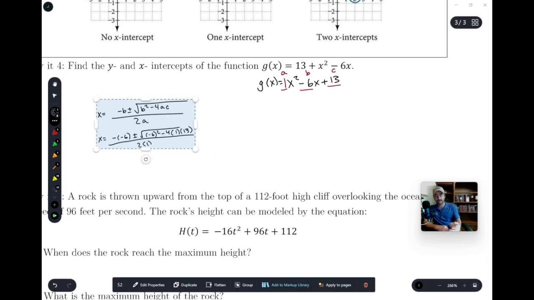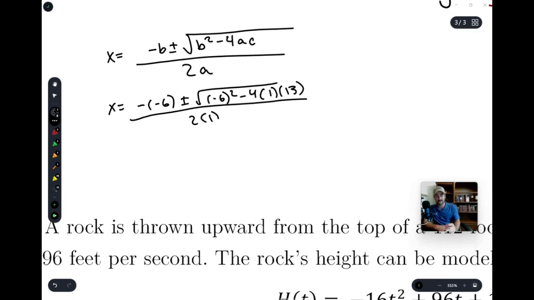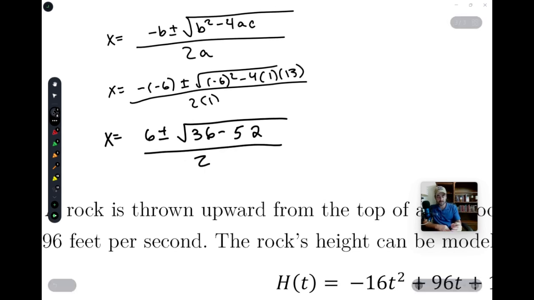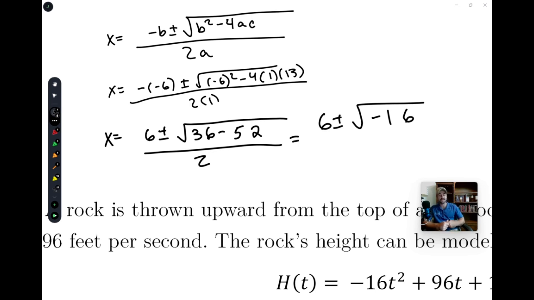And now we'll do a little bit of multiplication and addition, reduce this a little bit, and we'll go x is equal to positive 6 plus or minus the square root of 36 minus 4 times 13. 3 times 4 is 12, ends in a 2, has a 4, carry the 1, 52. Let's check. Don't trust yourself. I'm bad at math. 52, cool. 4 times 13 is 52. All over 2, which is 6 plus or minus the square root of 36 minus 52. 36 minus 52 is negative 16.